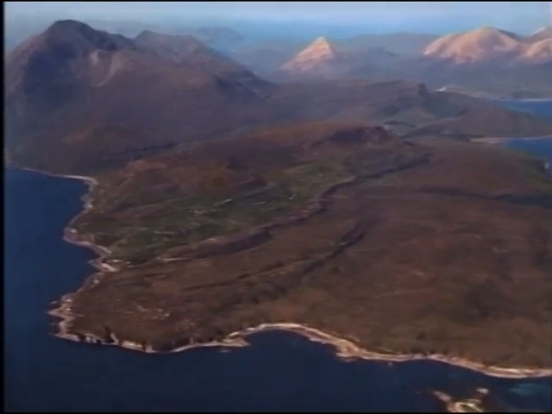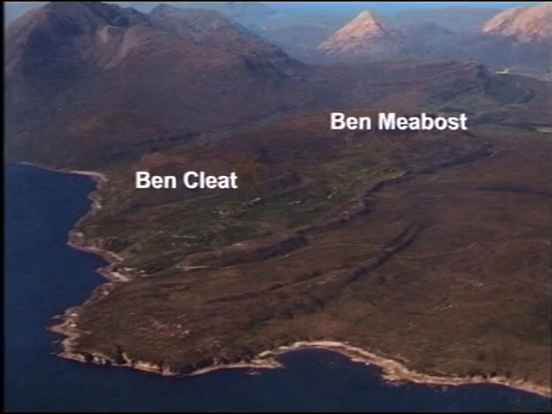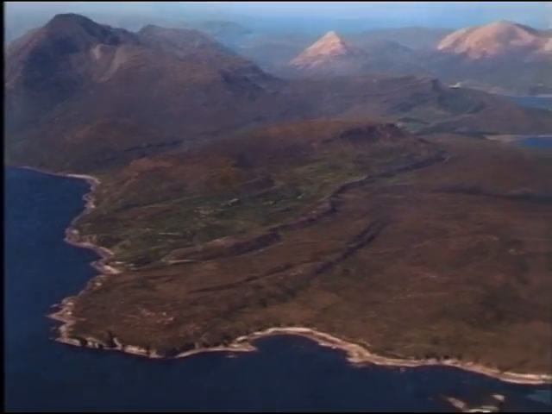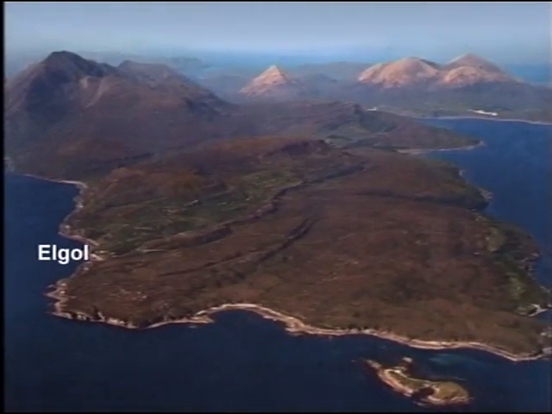The peninsula itself has high ground in the west, on the hills of Ben Meabost and Ben Cleat, and lower ground in the east. The high ground forms part of the basaltic plateau lavas that outcrop all over Skye. These were erupted on top of Jurassic sedimentary rocks that outcrop on the east of the peninsula, and around Elgol on the west. One of the locations you'll look at in more detail using the computer in Activity 2.2.